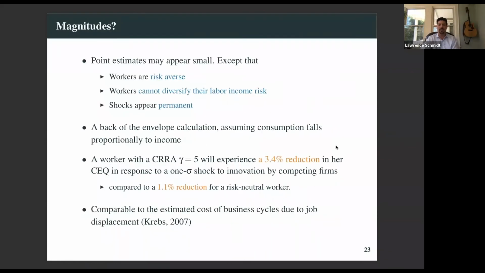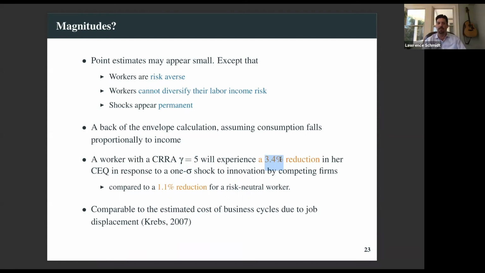Okay, so just let me say one thing about the magnitudes. The point estimates might seem small, and that's fine. I mean, we can only measure a very small fraction of the innovation that's happening. In reality, technology is changing for many, many other reasons. But keep in mind, workers are risk averse, we think. You have essentially no way of diversifying away labor income risk, and these shocks appear to be permanent. So suppose, just for the sake of argument, that consumption was to fall by similar magnitudes as income. So it's like people are hand to mouth on average. If a worker had a CRRA coefficient of 5, this suggests that they would experience a 3.4% reduction in their lifetime utility through a 1 standard deviation shock to innovation by competing firms.